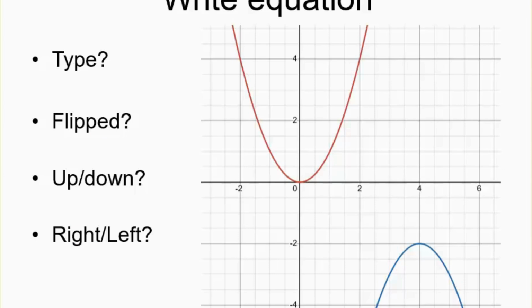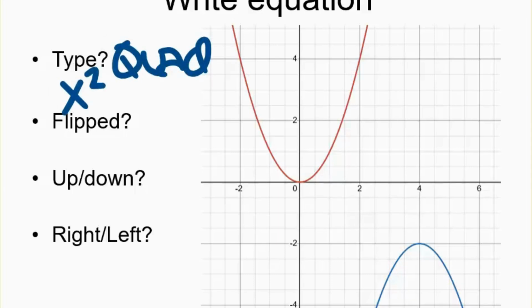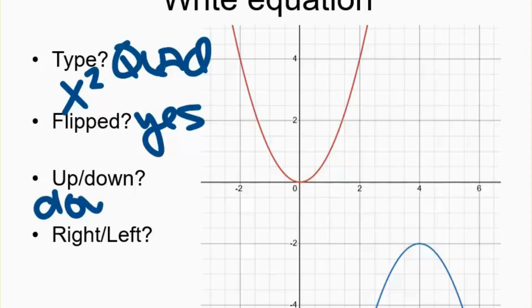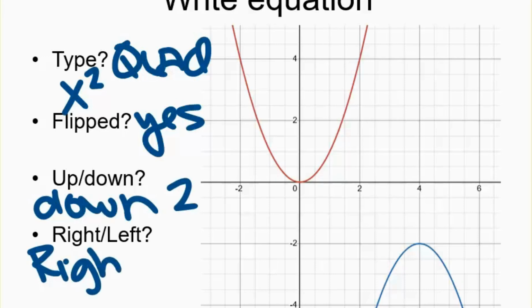Last one, maybe pause and take a minute on your own. Okay, here we're back to a quadratic. We're going to be starting from y equals x squared. Our blue graph, yes, was flipped. It now opens down. It was moved down. So from the red, I moved down 2. And it was moved right. We went right 4.